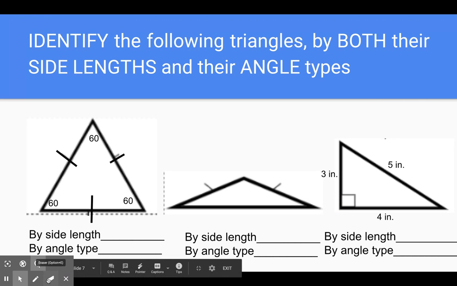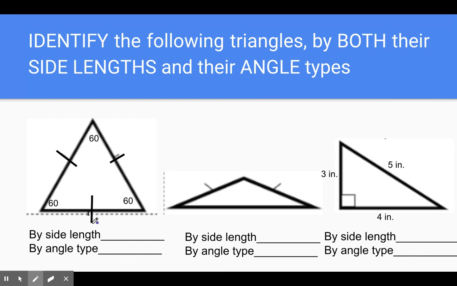Okay, some example problems. Identify the following triangles by both their side lengths and their angle types. By side length, we see that we have congruency line, congruency line, congruency line. All three sides are equal, so that means it is equilateral. And by angle type, we see that we have 60, 60, 60. That means they are all the same, which means that it is equiangular.